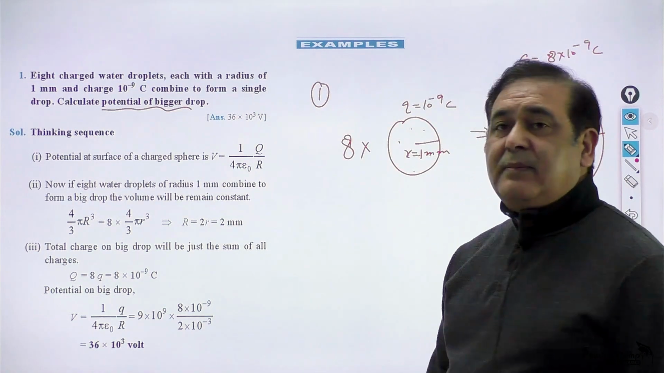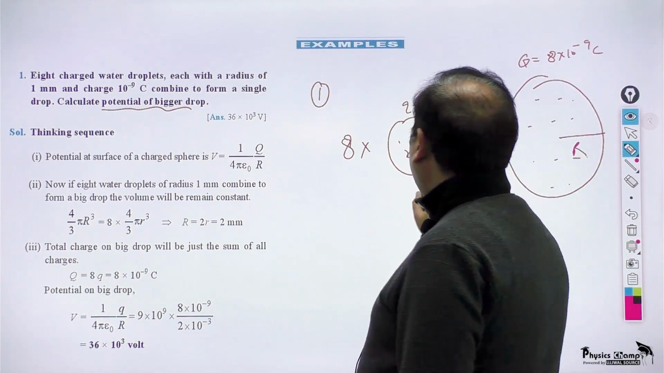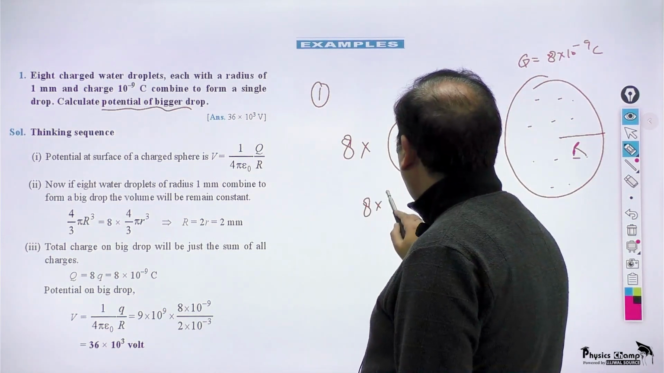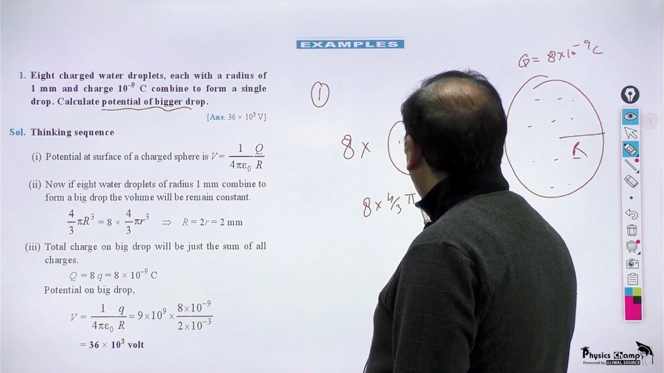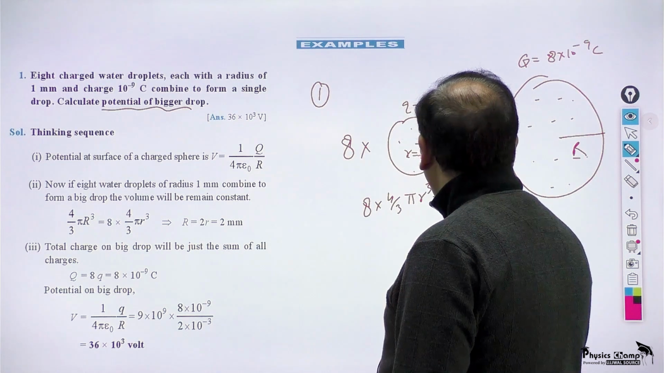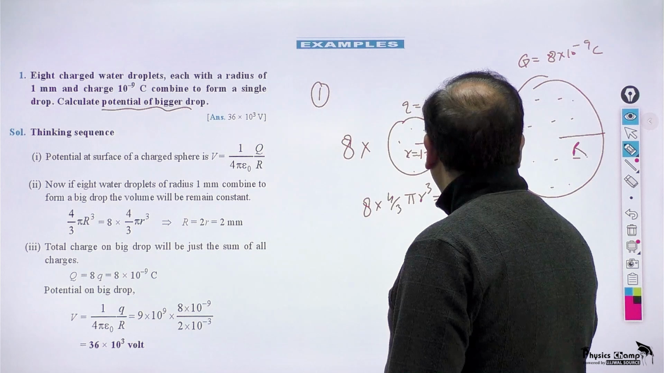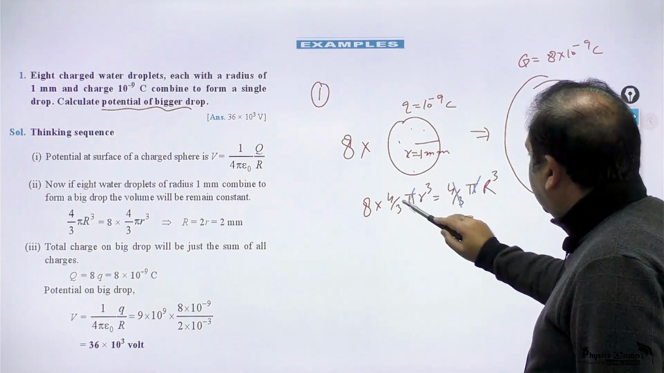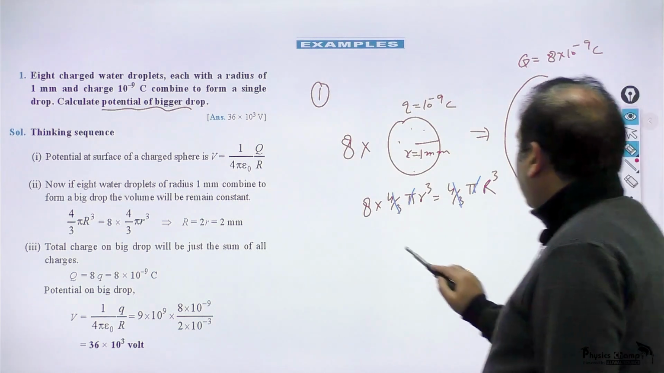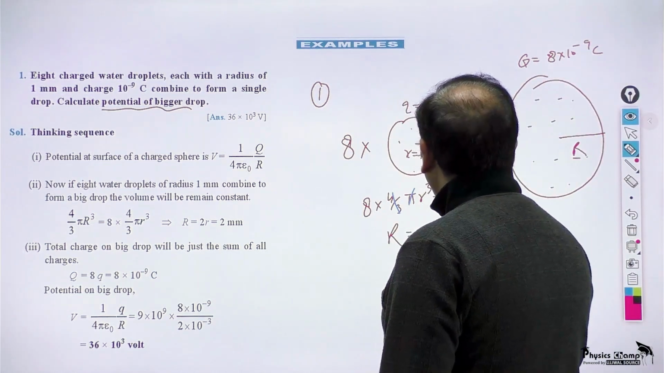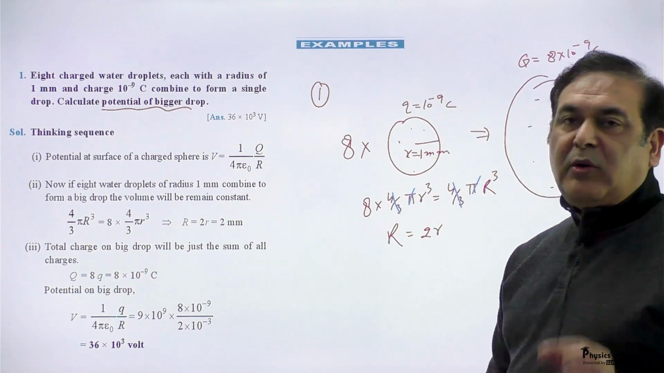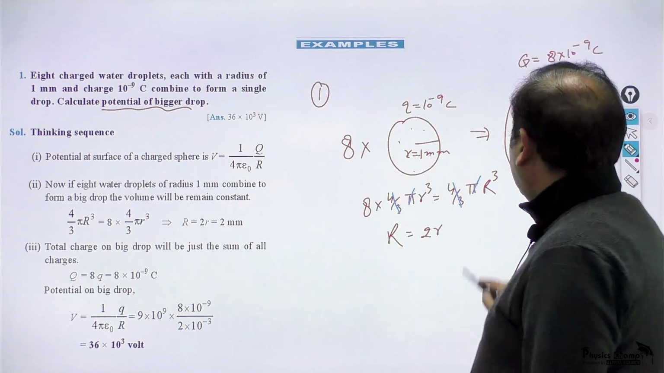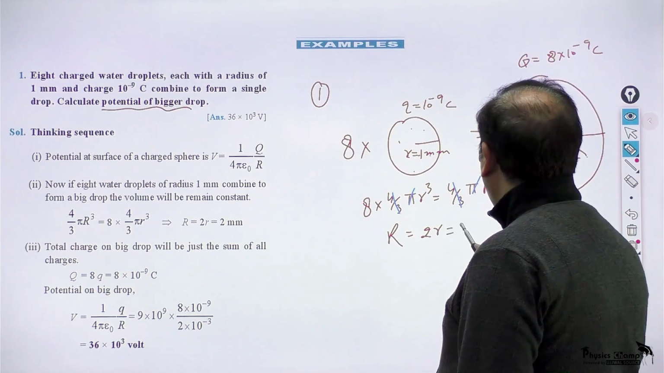Here let me find the relation between small r and capital R. So I will say 8 into 4 by 3 pi r cube is equal to 4 by 3 pi capital R cube. Now 4 by 3 pi gets cancelled, so we have a relation: capital R is equal to 2 small r, as 2r whole cube will give you 8r cube. So the radius of this bigger drop would be 2 millimeter.